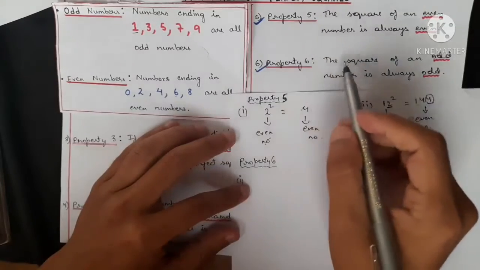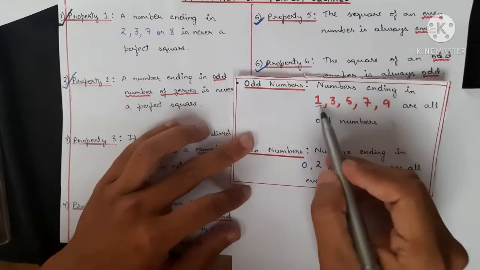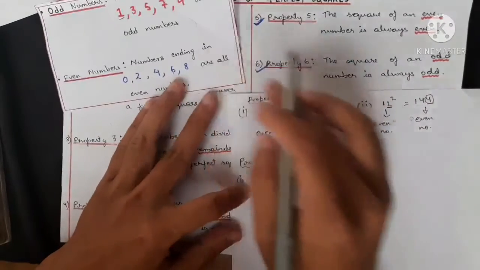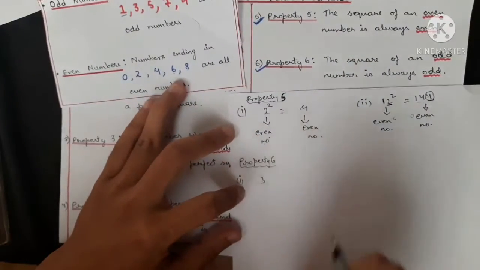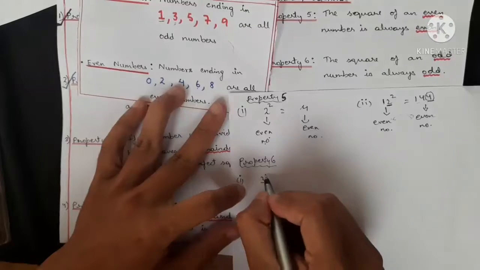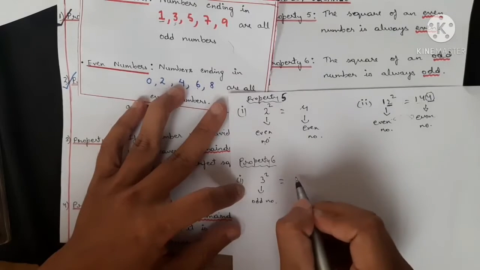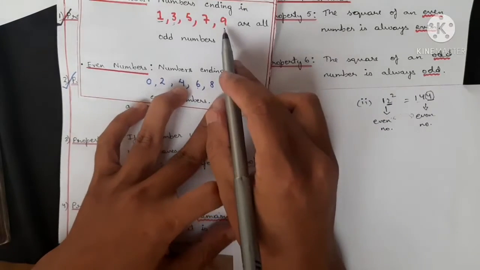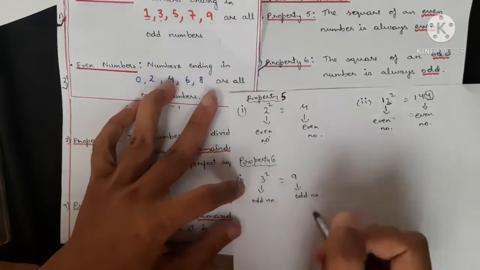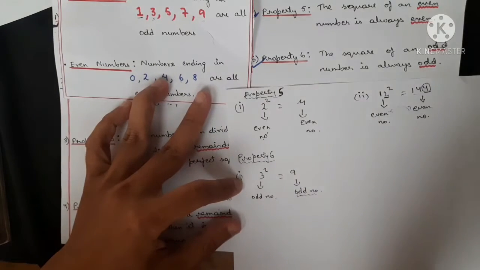Next, property 6. The square of an odd number is always odd. What are odd numbers? Numbers ending in 1, 3, 5, 7 or 9 are all odd numbers. For example, 3. Is 3 an odd number? Yes, it is. Squaring 3, which is an odd number, we will get 9, and 9 is an odd number. So property 6 is correct. When you square an odd number, the result is also an odd number.